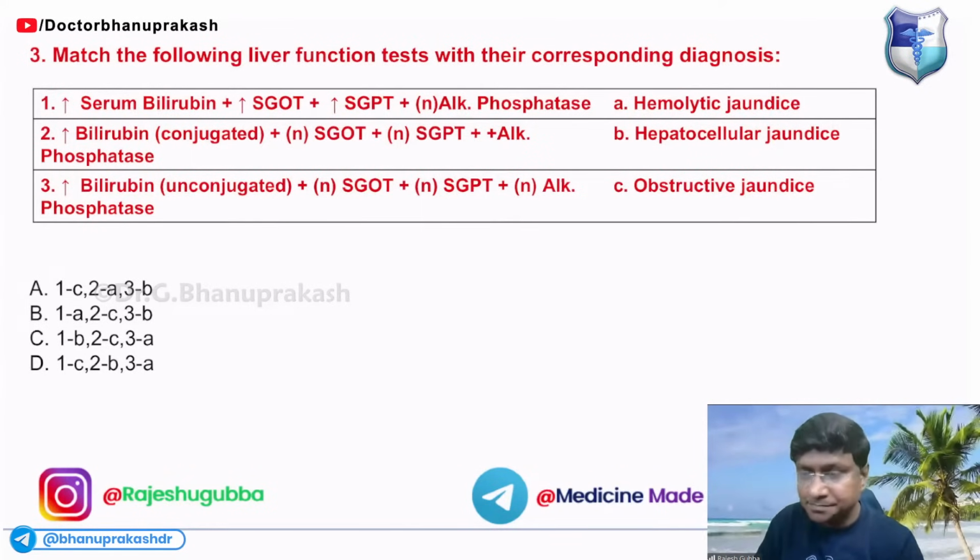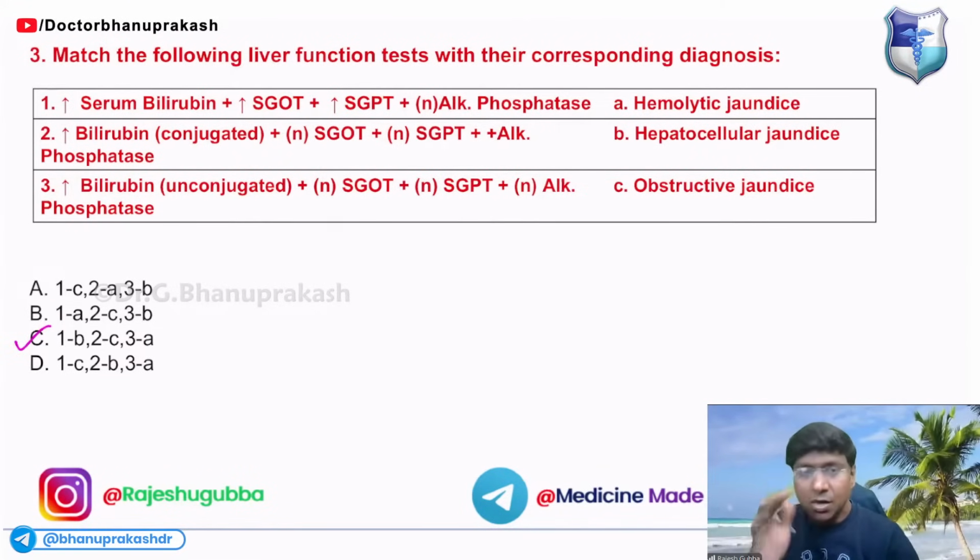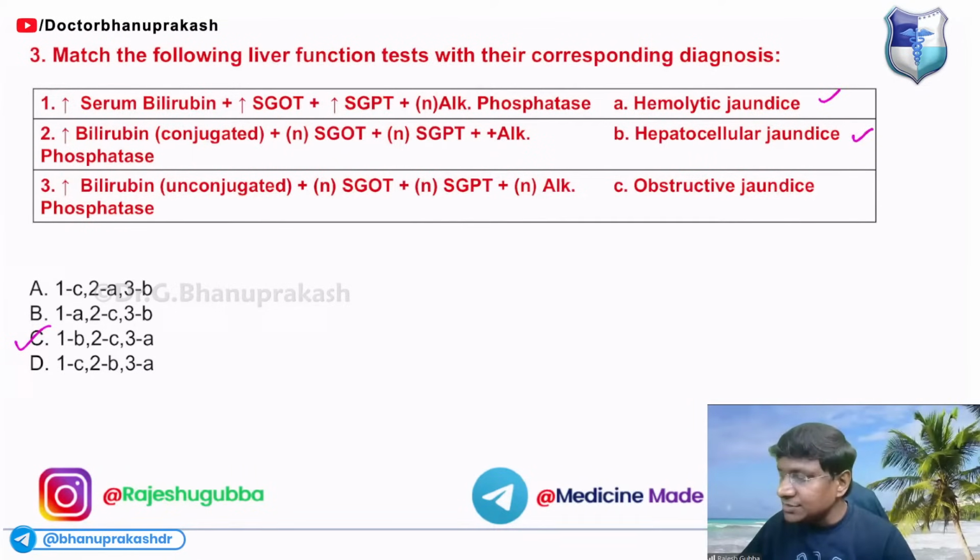Right. So very good. The answer is C. Now, what are the three types of jaundice that can occur in adults? Hemolytic jaundice, hepatocellular jaundice, obstructive jaundice. You take the first scenario, that is in hemolytic jaundice.